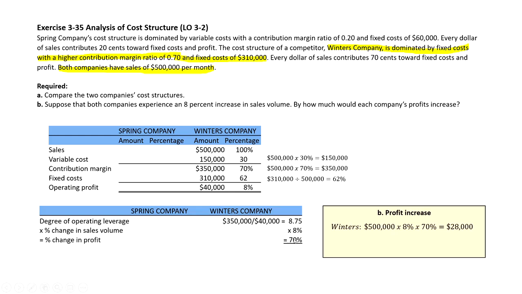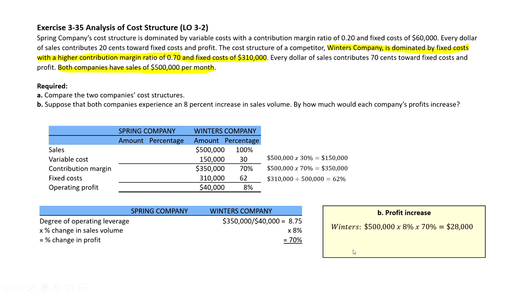So for example, we already said we predict sales is going to increase by 8%. If we multiply that times the degree of operating leverage, here that's 8.75, we get the predicted increase in operating profit is going to be 70%. You may look at this and go, I question that. A small 8% increase in sales is really going to increase profitability by 70%. But keep in mind, this company is dominated by fixed costs, and those don't change at all when our sales change. So a very small change in sales can have a huge impact on profitability.